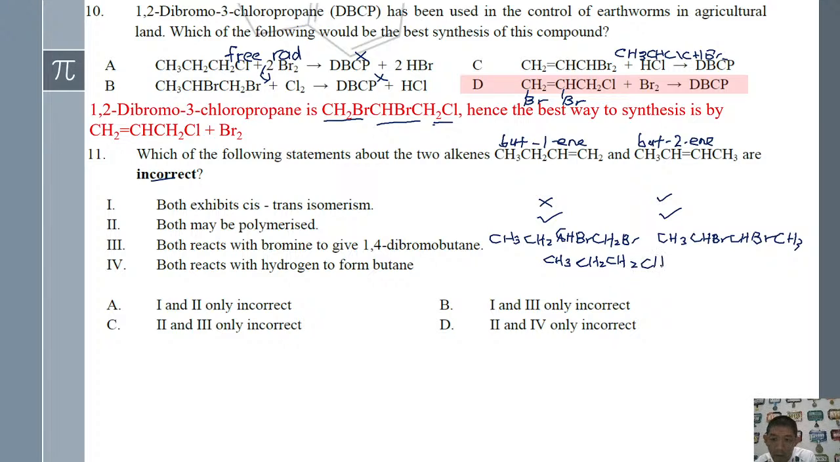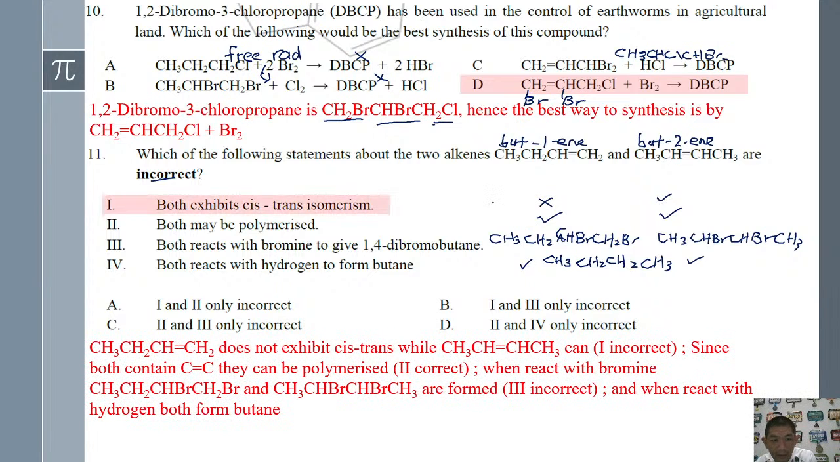Now we are looking for incorrect. So number 1 is incorrect. Number 3 is also incorrect. So the best answer in here is 1 and 3 incorrect, B. Okay, so that is how you answer question number 11.